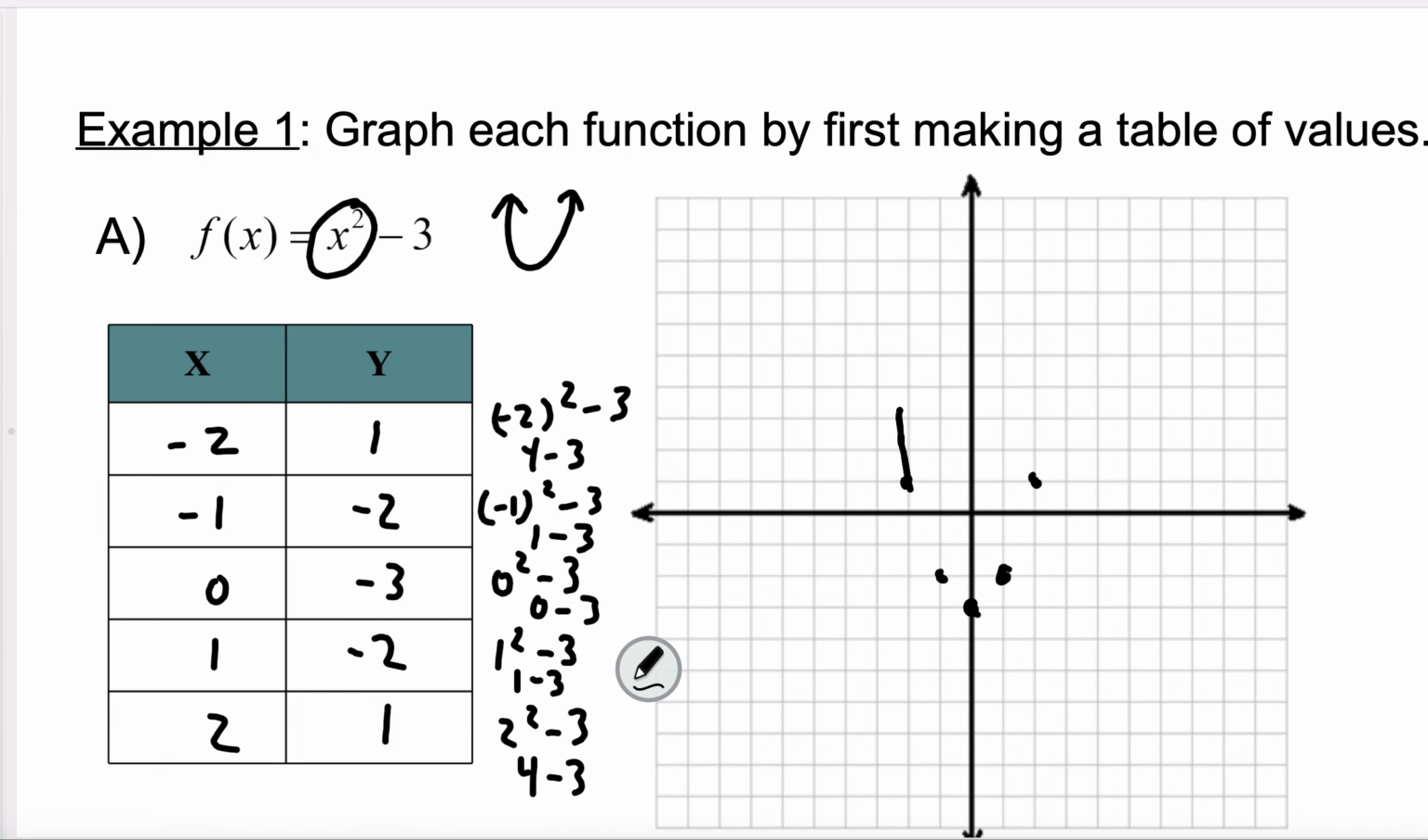Once I have those, make sure you connect the points so it looks like a graph. Don't just leave the dots on the graph. Go ahead and connect the points as well. So notice the shape here is a parabola, just like we said it was going to be, because of this x squared in here.